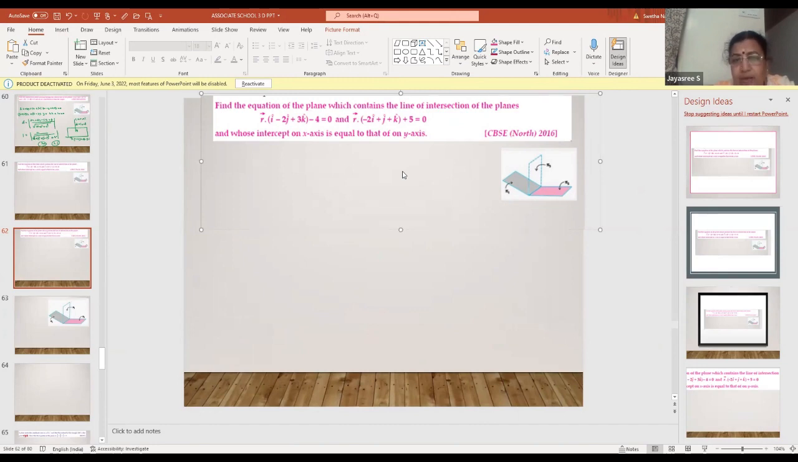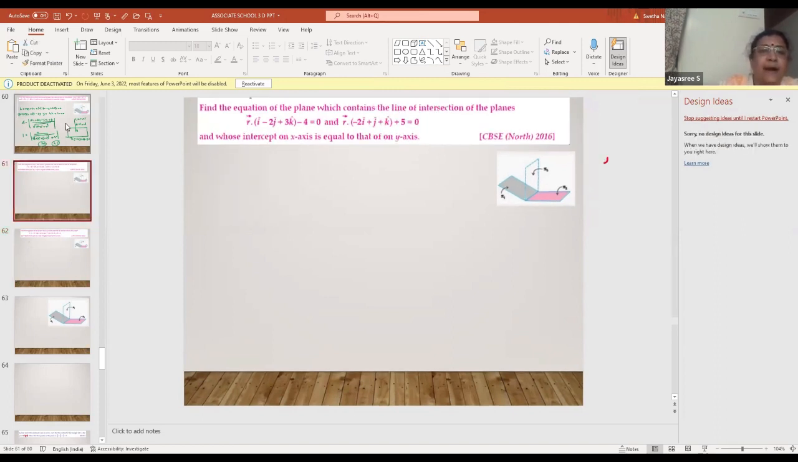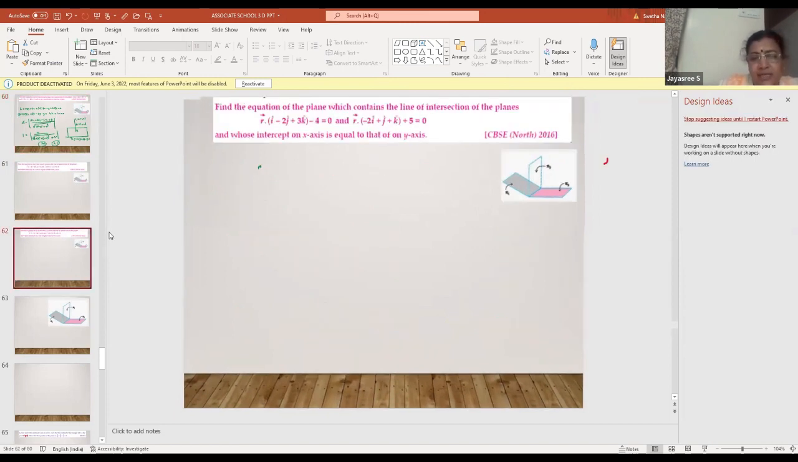Find the equation of the plane containing the line of intersection of the two planes and whose intercept on the x-axis is equal to the y-axis. Here, the concept they can change many times: x-intercept is equal to twice the y-intercept, or 3 times the intercept on the x-axis is equal to half the intercept on the y-axis. Like that, the language of the question varies here. Like how the direction ratio or the parallel concept can change, the language of the question can be intercept on the x-axis is equal to twice the intercept on the y-axis.